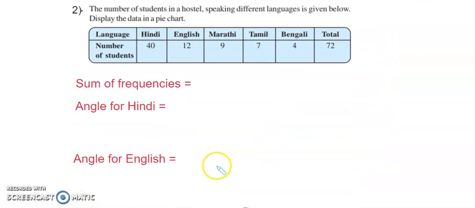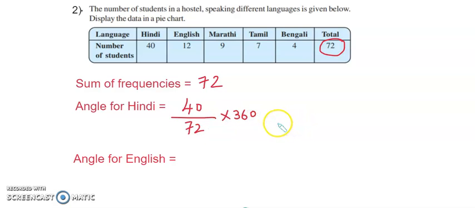So now the total number of frequency is already given in the table. Always look for the table, the total, which is 72. So now let's start. 40 is the frequency for Hindi. Divide by 72 times 360. Now 36 times 2 is 72 and 36 times 10 is 360. So this is 36 2s and 36 10s. So we get 400 divided by 2.